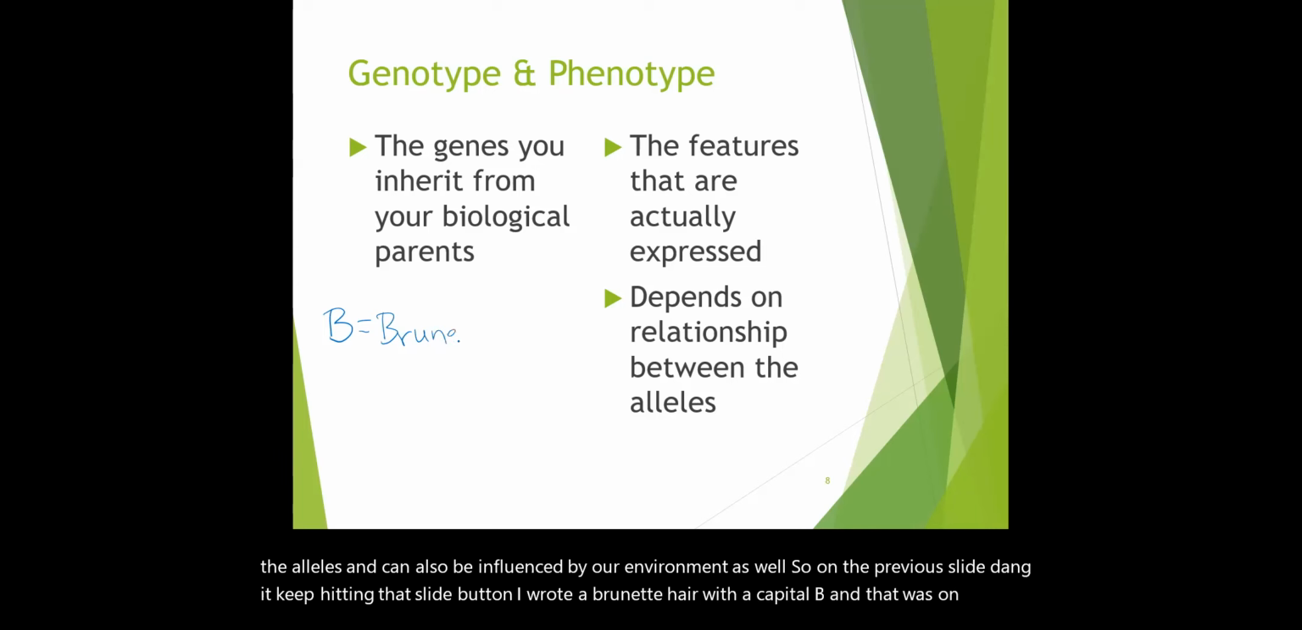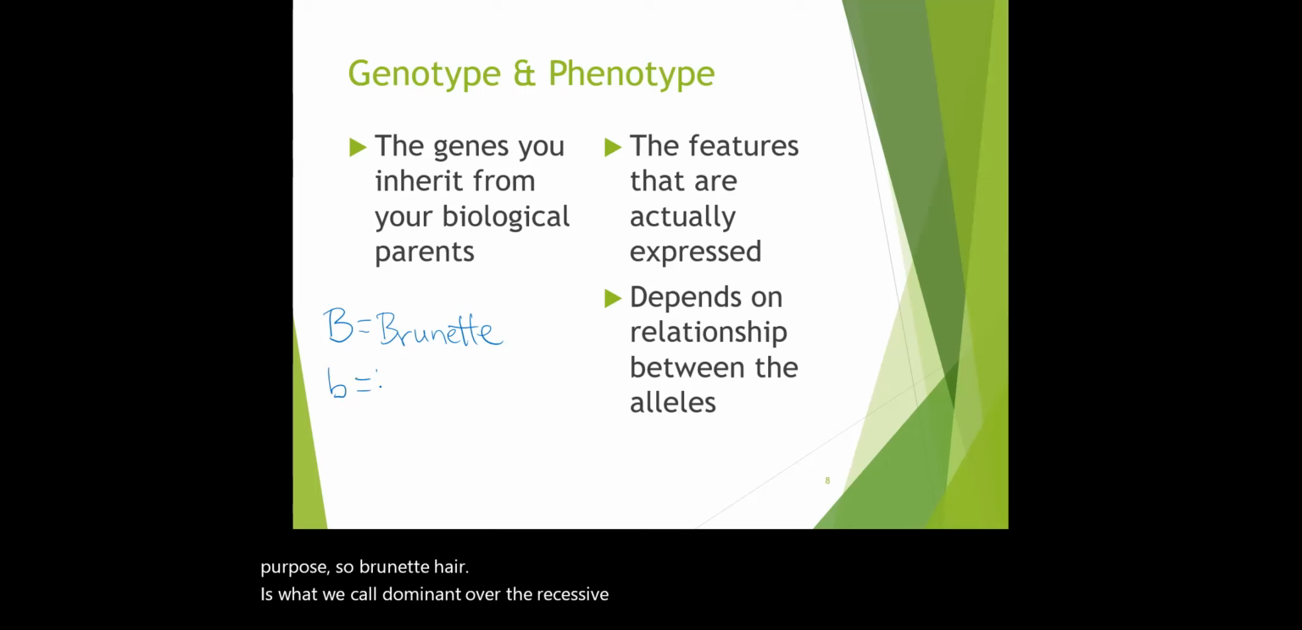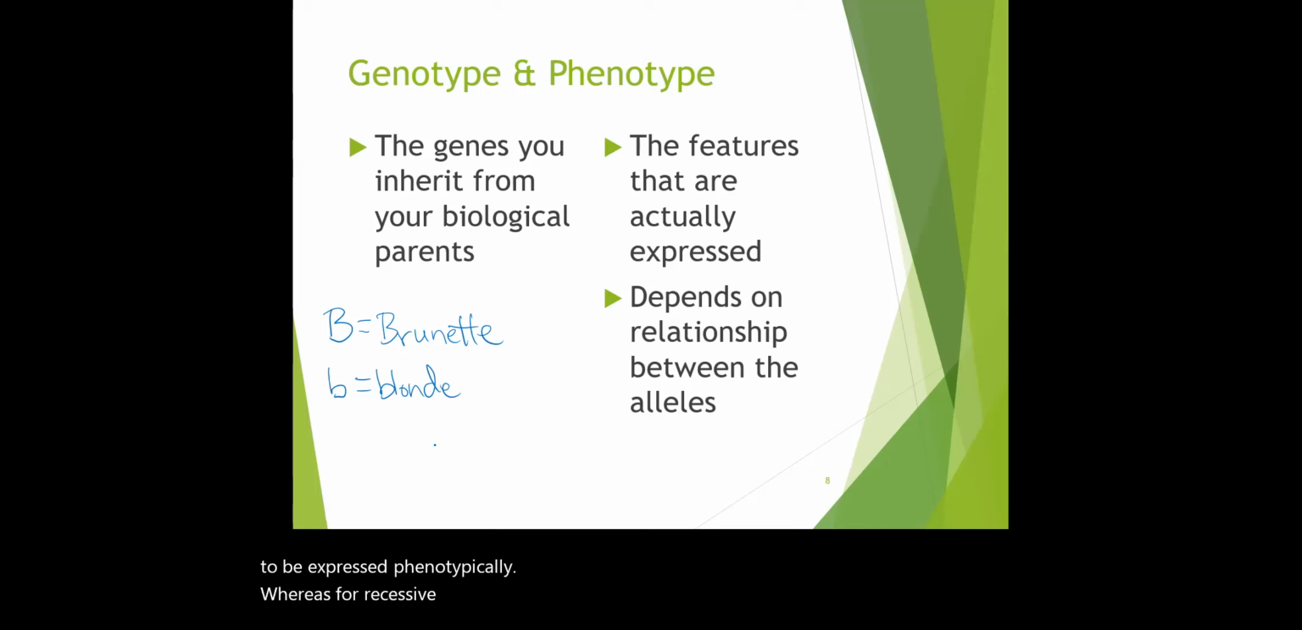So brunette hair is what we call dominant over the recessive gene of blonde hair. And dominant recessive patterns of inheritance basically mean you only need 1 copy of a dominant trait in order for it to be expressed phenotypically. Whereas for recessive traits, you need 2 copies in order for that to be expressed phenotypically.